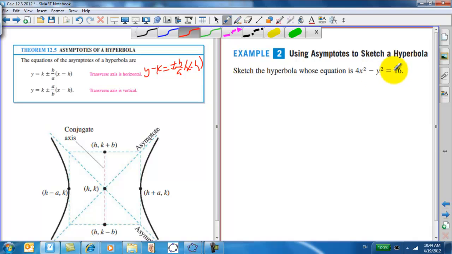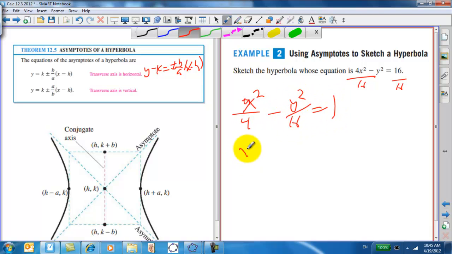You've got 4x squared minus y squared equals 16. Well, first for standard form, we have to get a 1 on the right here. So we divide both sides by 16. So you get x squared over 4 minus y squared over 16 equals 1. So that's x squared over 2 squared minus y squared over 4 squared equals 1.